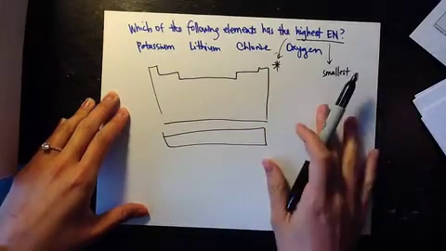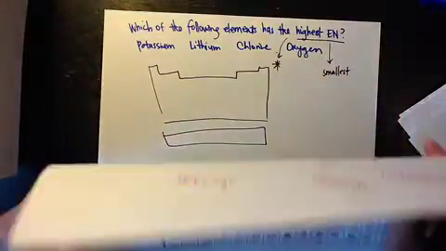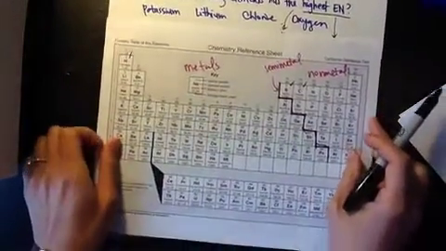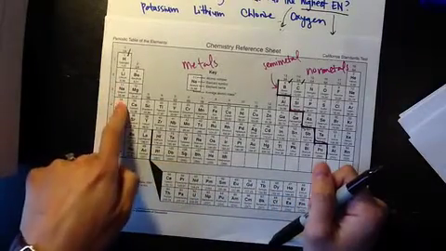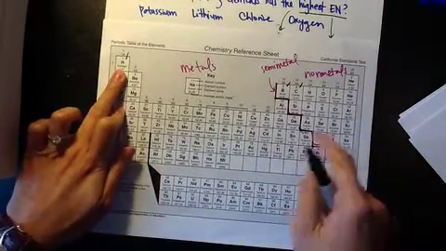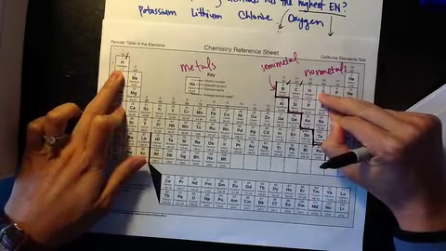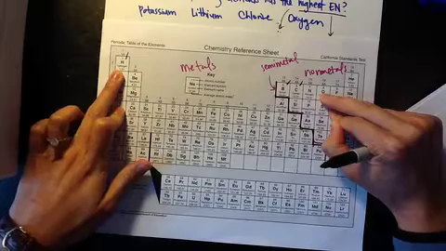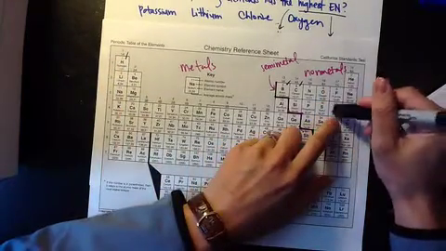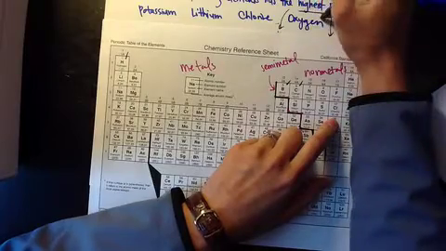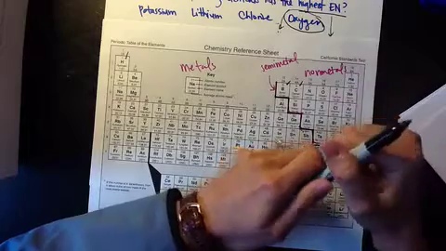Now I just look at my periodic table to see where everything is. Potassium, lithium, chlorine, oxygen. Here's potassium, number 19, lithium, chlorine, and oxygen. The one that's going to be highest, while it's not potassium and it's not lithium, is between one of these two. It turns out the answer is oxygen that has the highest electronegativity value.